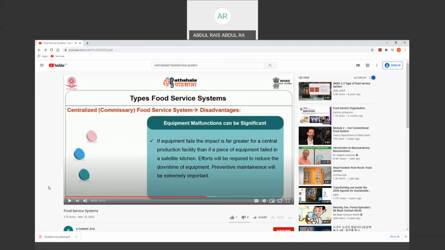Sebab kita ada satu saja kitchen, satu je kitchen, let's say contoh satu oven yang besar. Kalau satu oven besar tu rosak, tak ada oven backup, meaning kacau lah you punya production. Okay. That's why dia kata preventive maintenance is important. To reduce the downtime of equipment, preventive maintenance will be an extremely costly affair.